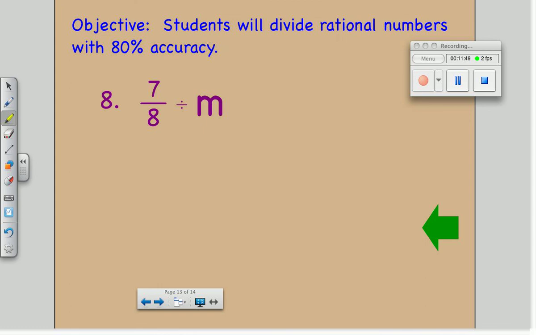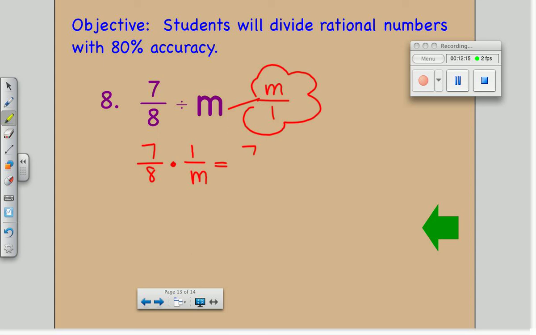And this is the last one. 7/8. Change division to multiplication. m. Now again, we're thinking about this. m over 1 is how I change it to a fraction. Now I need to find the reciprocal of m over 1. So instead it's 1 over m. Now I multiply straight across. 7 times 1 is 7. 8 times m is 8m.